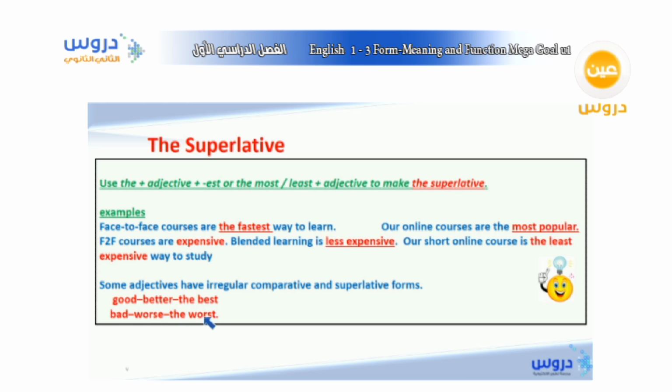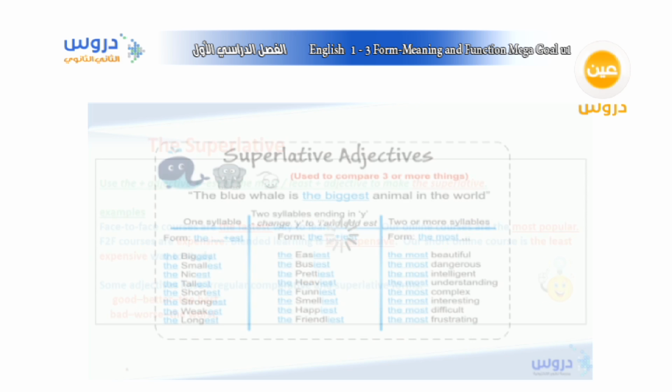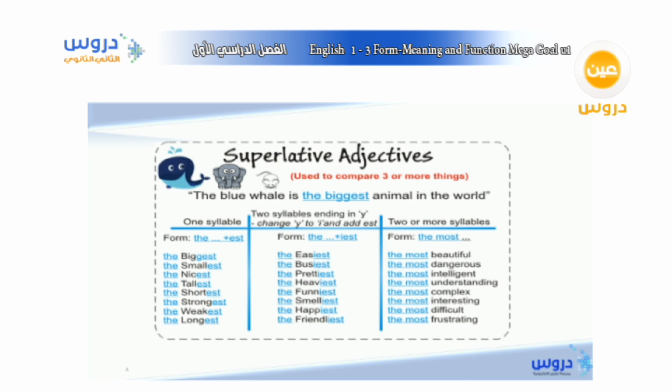The opposite is bad. The comparative form, worse. The superlative form, the worst. For example, the weather today is worse than yesterday. And for example, mad people are the worst, or crazy people are the worst, etc.